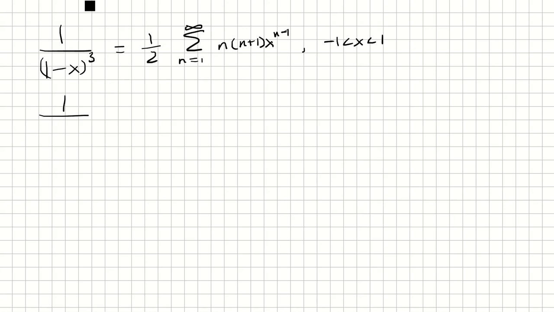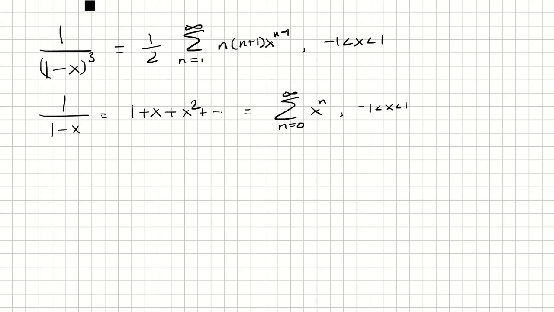So to do this, we always want to start with 1 over 1 minus x, which is really the geometric series 1 plus x plus x squared, etc. And this can be rewritten as the sum from n equals 0 to infinity of x to the n, where x is between -1 and 1.